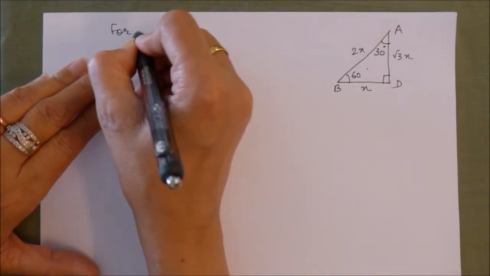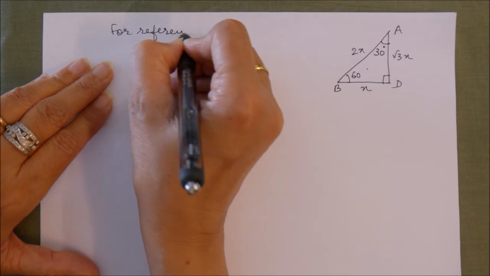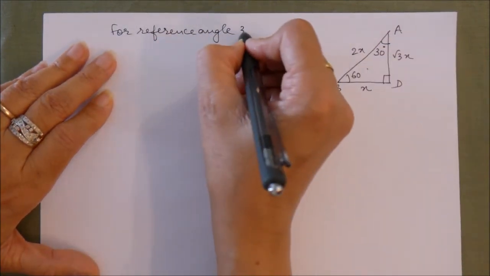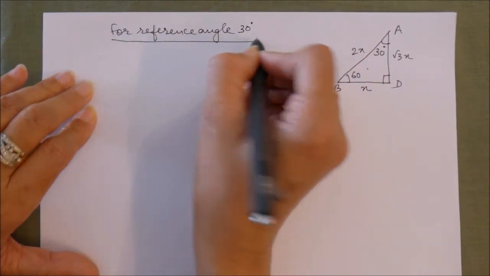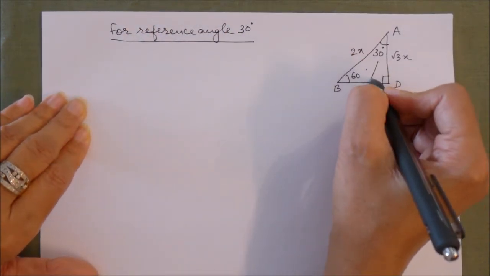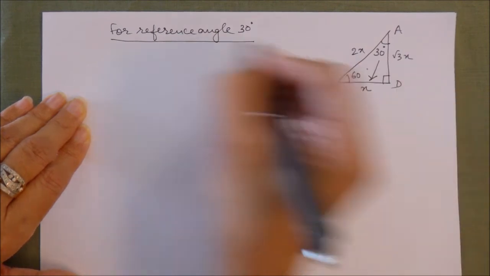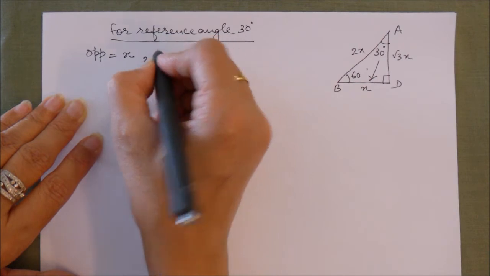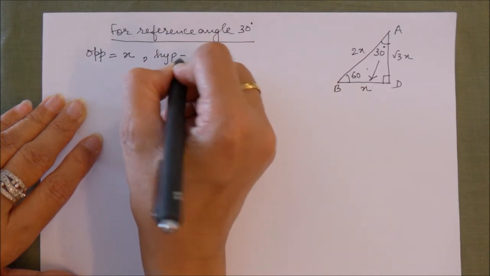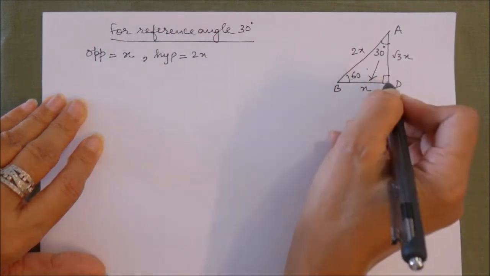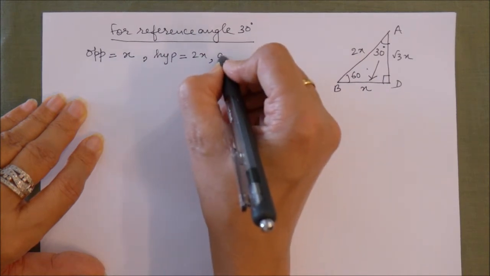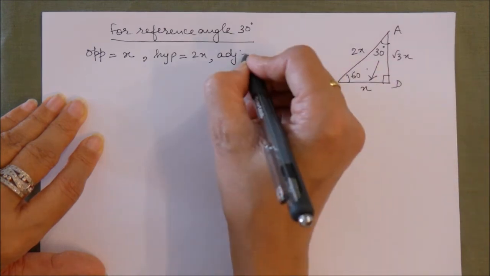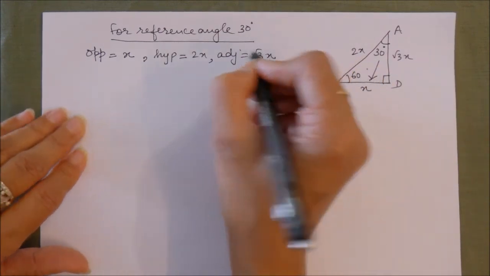For the reference angle 30 degree, we will write the opposite, hypotenuse and base. So opposite to 30 degree, the side is BD. So opposite side is x. Hypotenuse is always the same in one right triangle, so it is 2x, opposite to 90 degree, and the adjacent side. So opposite is x, this is hypotenuse, the remaining side is root 3 times x, which is the adjacent side.